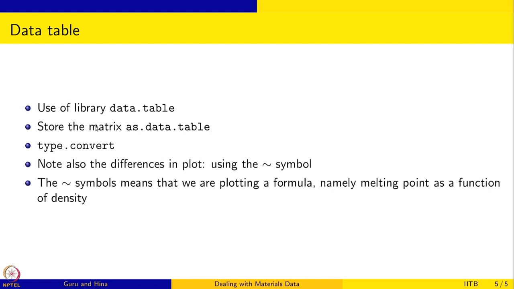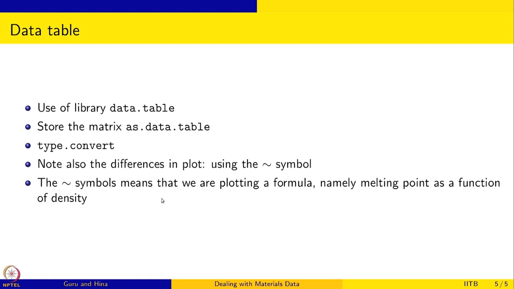And we are going to enter the data in R, and we are going to use a library called data.table. We are going to store the matrix as a data table, and we are also going to use the type.convert command. There are also going to be some minor differences in the way we do the plotting. We are going to use the tilde symbol for plotting, and the tilde symbol means that we are plotting a formula. So, we are going to say melting point as a function of density, so it should be considered like a functional relationship and the plotting should be done. So, that is what we are going to do. So, let us do that.